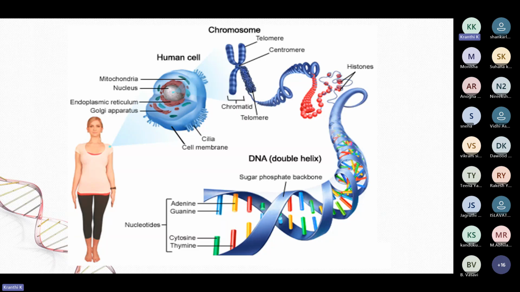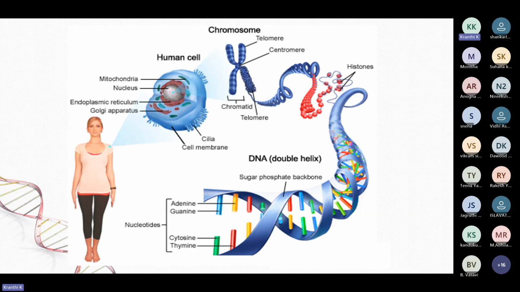When we expand the chromosome, the DNA structure looks like this. This is called the double helix structure of the DNA. It looks like a ladder. There are two strands, coiled in opposite directions.